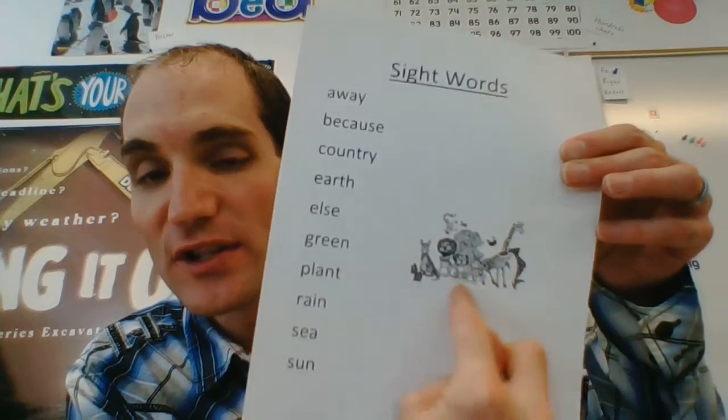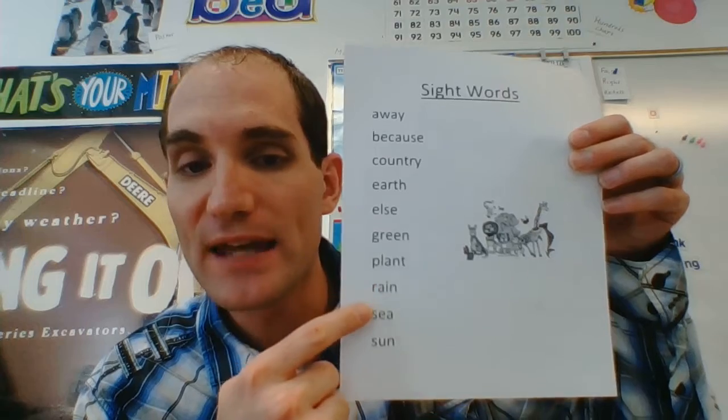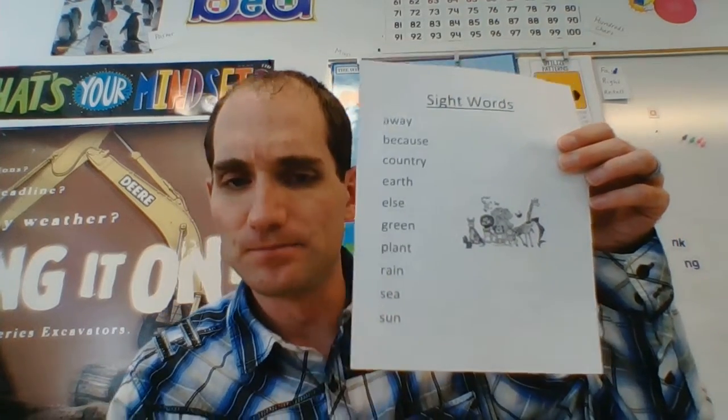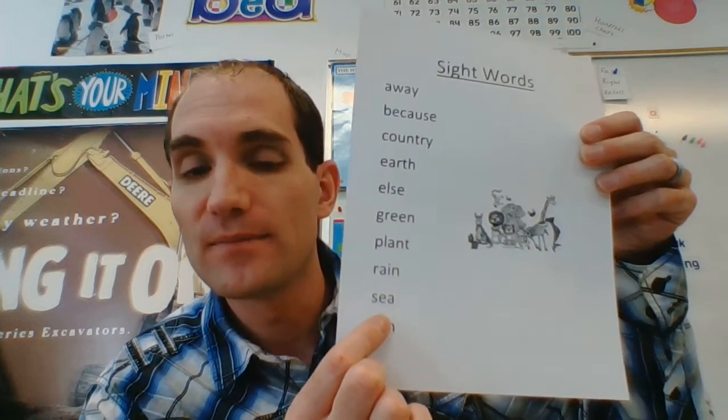You should be back now from recess. And the next thing I want you to do is to do reading. Let me tell you your reading assignment. First reading is to read the sight words. I have a little animal on the sight word page for you today. Read through the sight words: away, because, country, earth, else, green, plant, rain, sea, and sun. By the way, you should already know the other kind of see, which means you see something, S-E-E. This type of see is like the ocean, the sea.